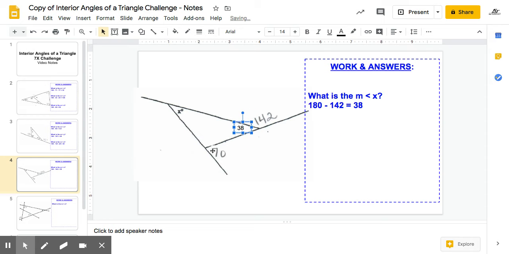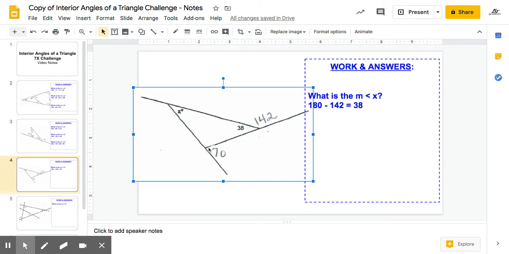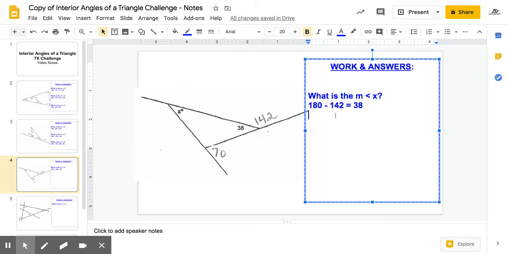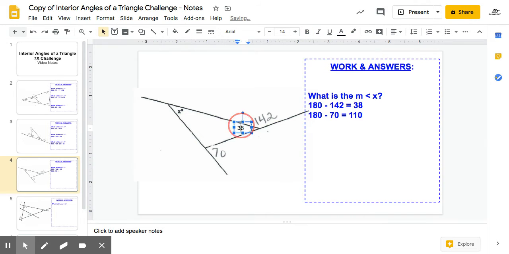Okay. Now I can find the measure of this angle as well, also by using a supplementary angle fact, because this angle inside the triangle and this angle outside the triangle are also supplementary because they are on a straight line and they're right next to each other. So I can find the measure of that angle by subtracting 180 minus 70, and 180 minus 70 gives us 110. So the measure of this angle right here has to be equal to 110 degrees.